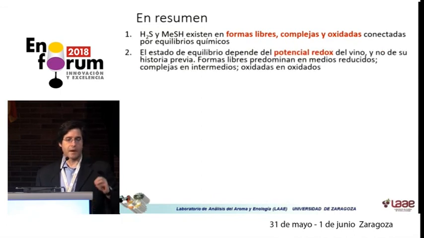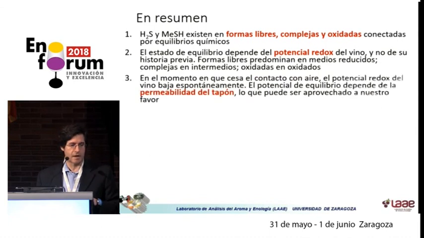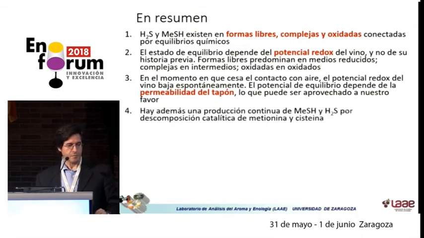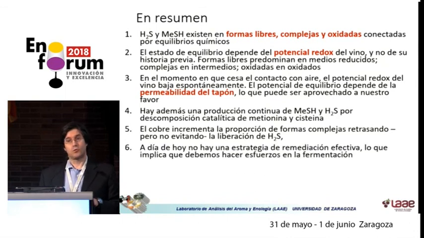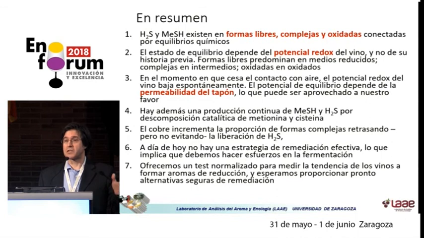These compounds are in free, complex, and oxidated forms that are totally balanced, and this balanced state depends on the redox potential of the wine. Today we can only have an impact by playing with the different permeability degrees of the cork. Copper has an effect. It allows us to delay the formation and the release, but it does not avoid it. And oxygenation today, except during fermentation, is not a solution.